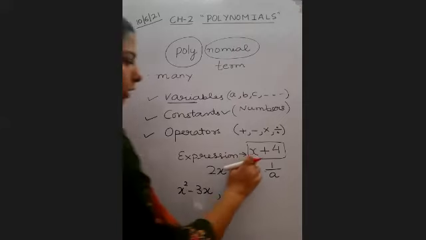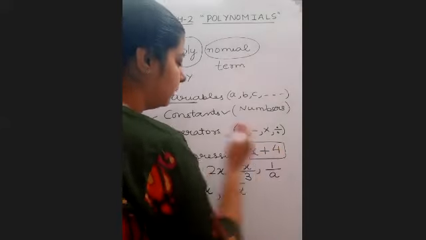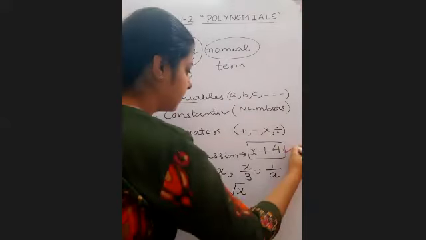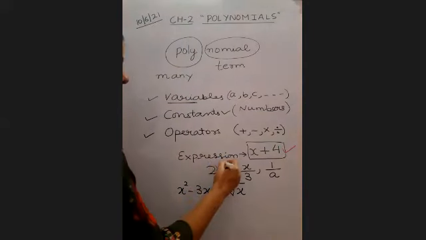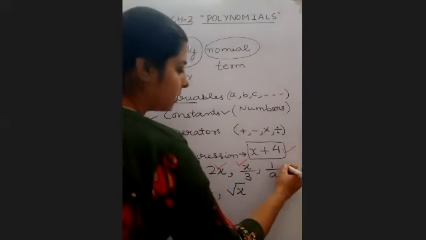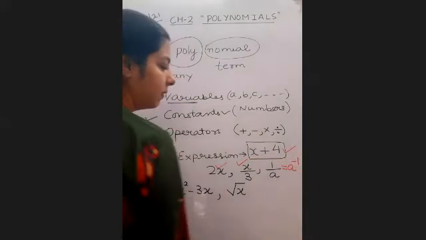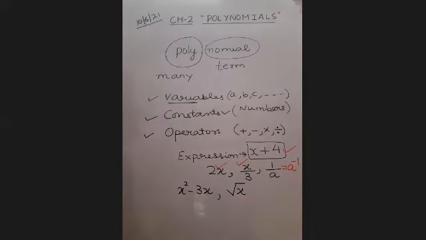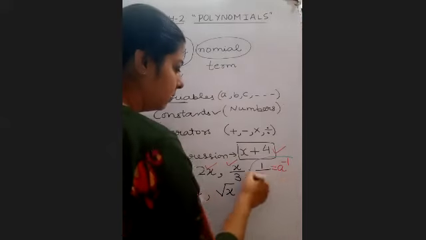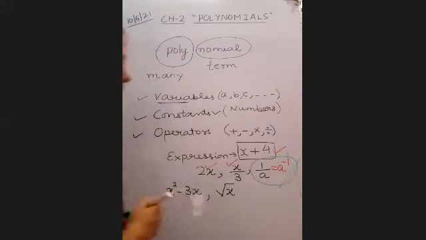For example, if I talk of x plus 4, is it a polynomial? Yes. 2x? Yes, ma'am. x upon 3? Yes, ma'am. 1 upon x, which is x to the power minus 1. What is the power of the variable here? Minus 1. Is it a whole number? No, ma'am. So this is not a polynomial.